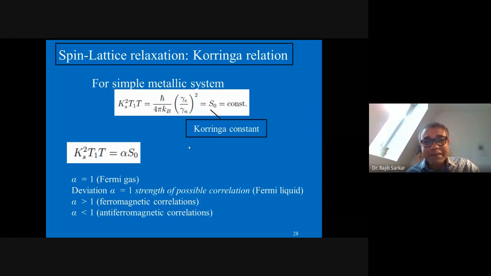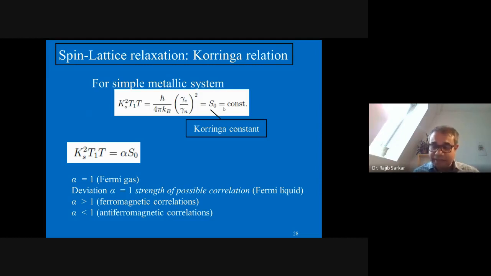So, in a simple metal, if somebody asks what the relaxation rate would be, you have to say that 1/T1 is proportional to temperature. This actually follows our equation, and it is called the Korringa relation. For example, K squared, which is the Knight shift of the metal, and then the spin lattice relaxation time T1 and temperature T, gives a constant value. That's the information one has to have.